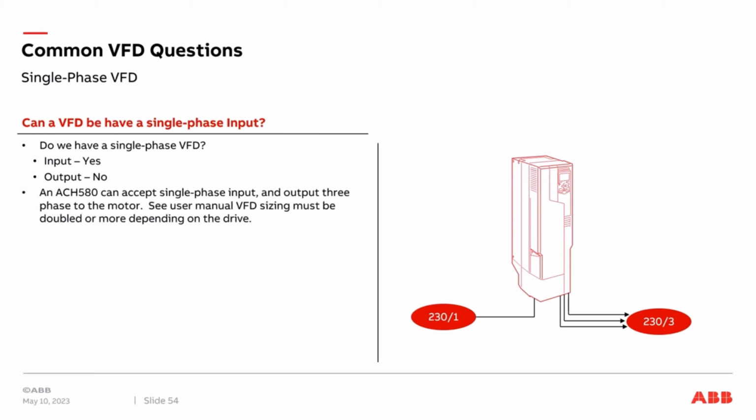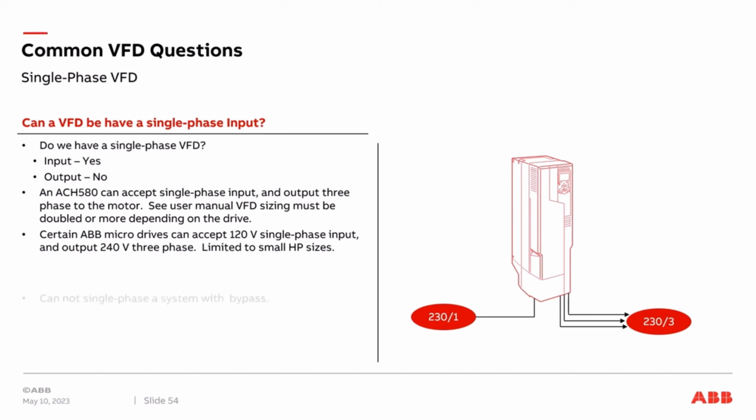The ABB ACH580 can accept a single phase input and output 3-phase to a motor. See the user manual for VFD size ratings, and it must be doubled or more depending on the drive size. For the 580, you need to look at the user's manual to determine what size drive you need to support your motor. Certain ABB micro drives can accept 120 volt single phase input and output 240 volt 3-phase, but they're very limited to small size motors.